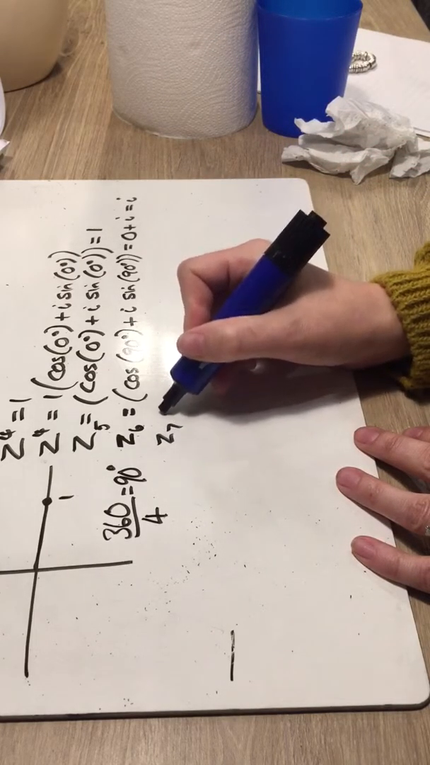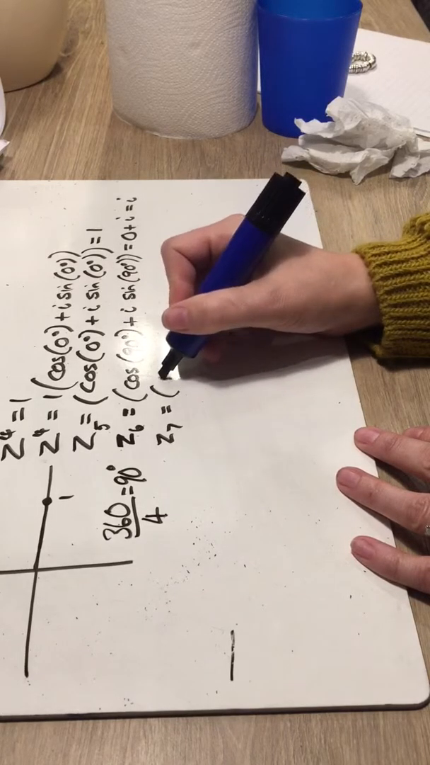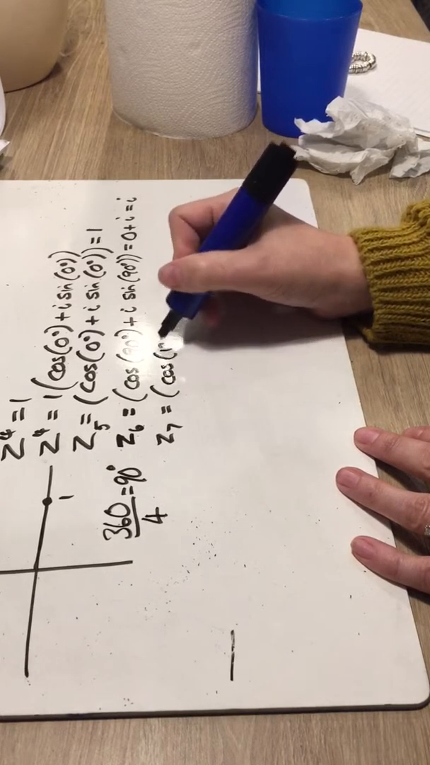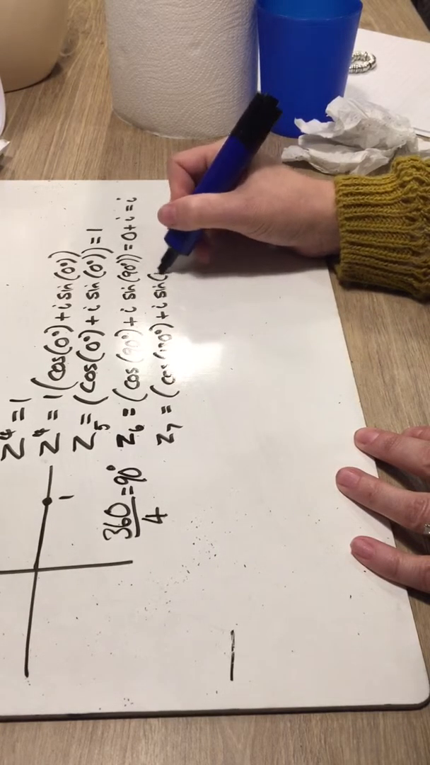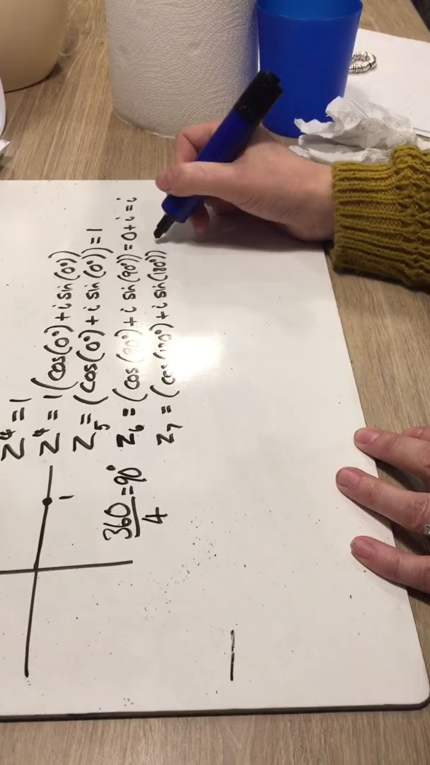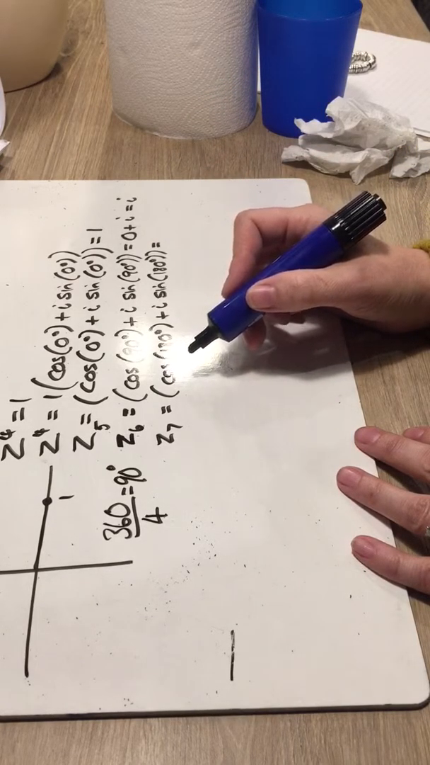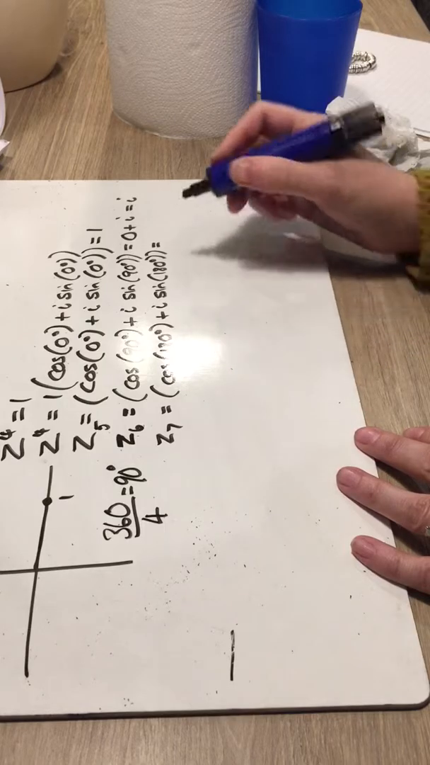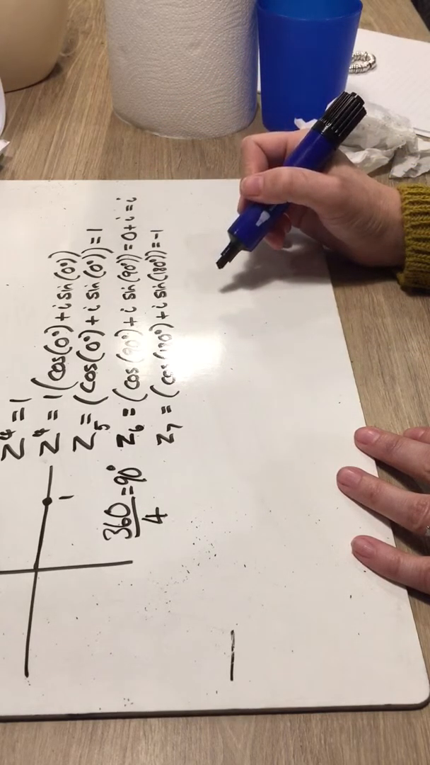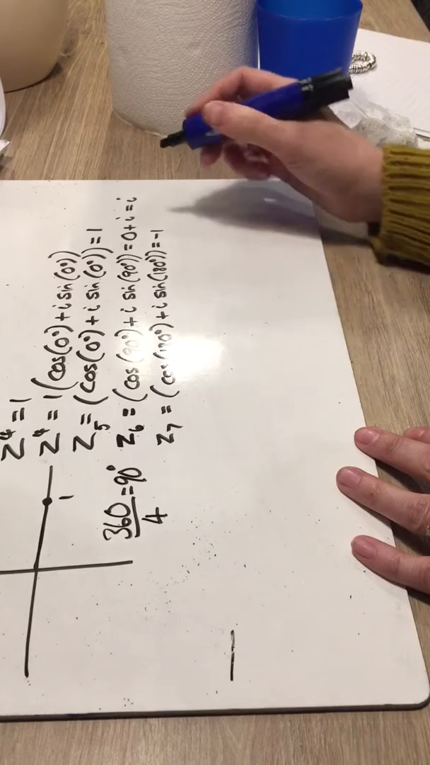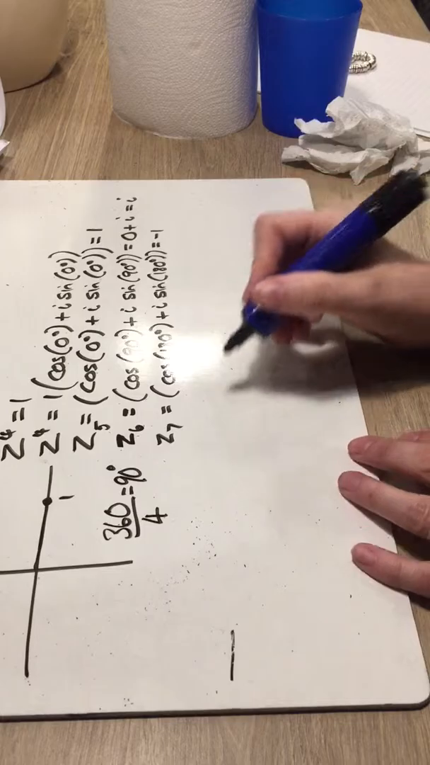Z7, if I add on 90 to 90, I'm going to get cos 180 degrees plus i sine 180 degrees. And we know that cos 180 degrees is halfway through, which is at -1. And we know that sine 180 degrees halfway through is 0. So -1 is also a solution.